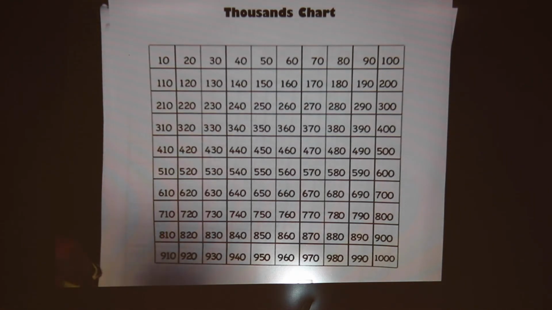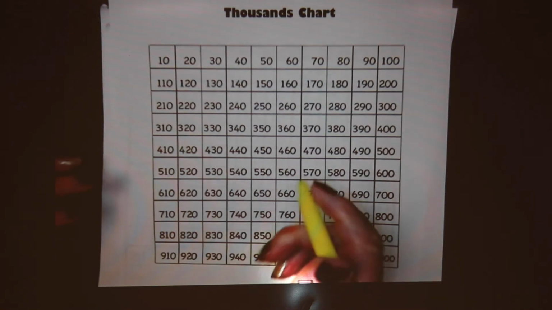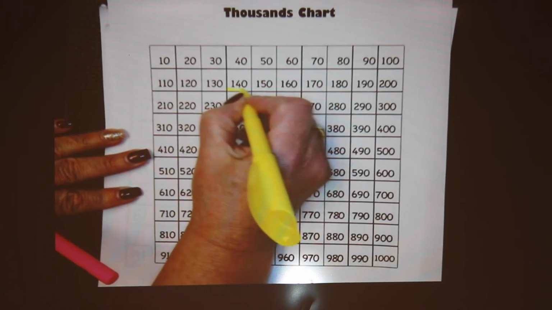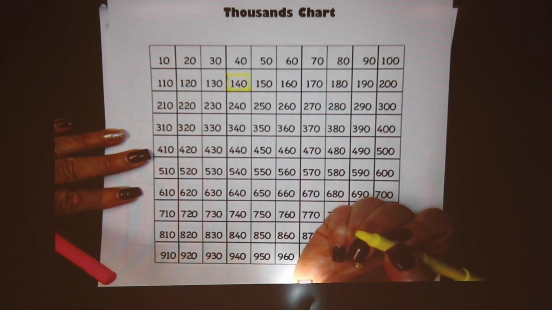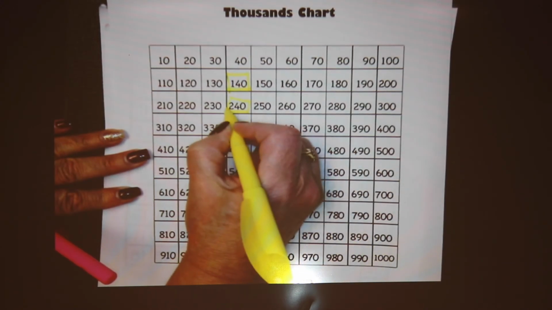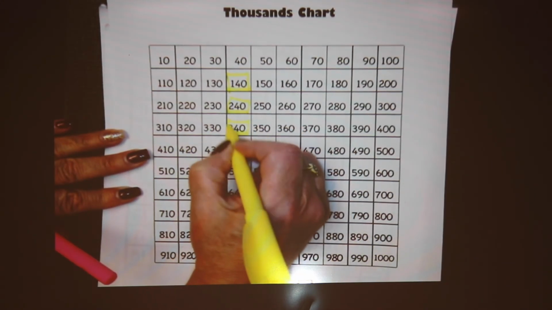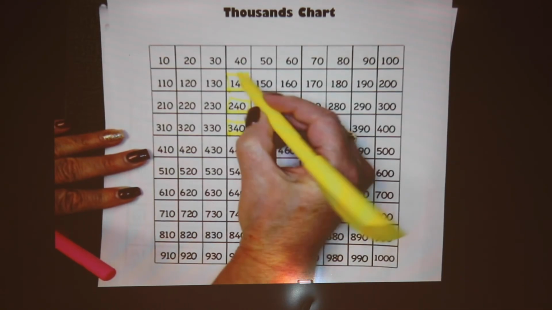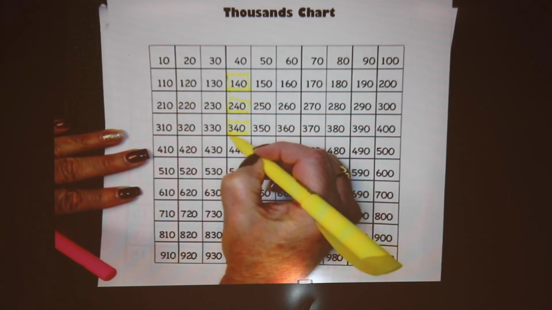But we could still count by hundreds starting at a different number. We could start at 140 and count by hundreds. And that would make it 240, then 340. Notice our pattern here. The only number changing is the number in our hundreds.